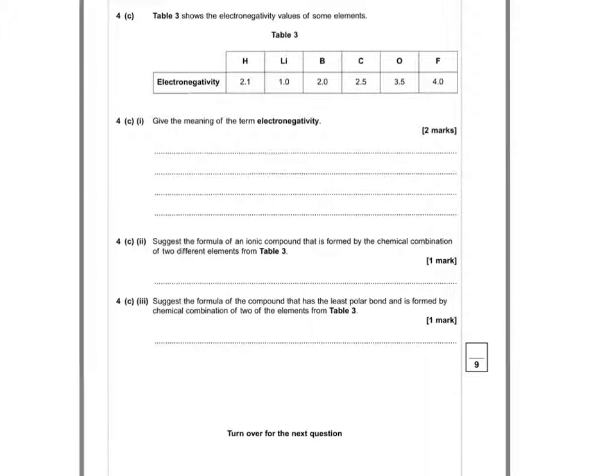C part 2. Suggest the formula of an ionic compound that is formed by the chemical combination of two different elements from table 3. So, ionic compound, metal and a non-metal. If you look at the table, the only one there that is a metal is lithium. So you want lithium with something. They will accept either LiF, Li2O or LiH. I think probably the most obvious one is LiF, lithium fluoride. Remember, they want the formula. Lithium is in group 1, so it's a 1 plus. Fluorine is in group 7, so it's a 1 minus, so one of each.